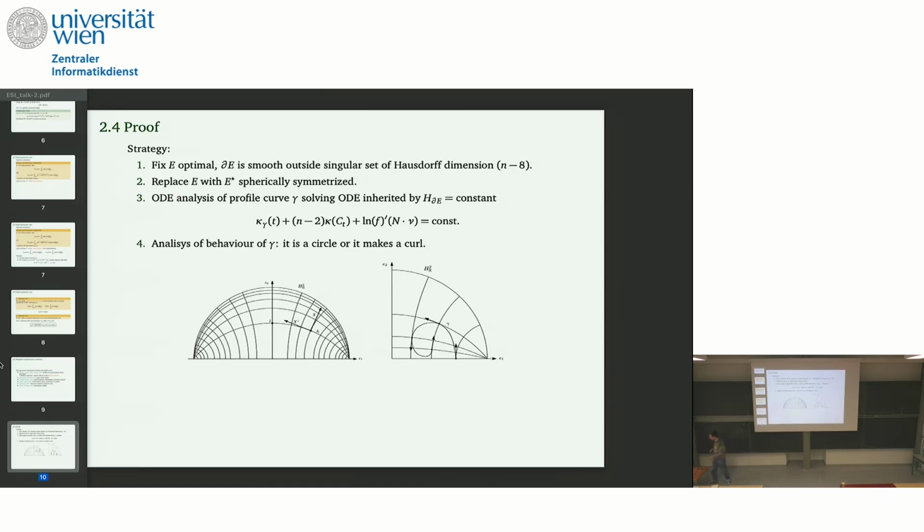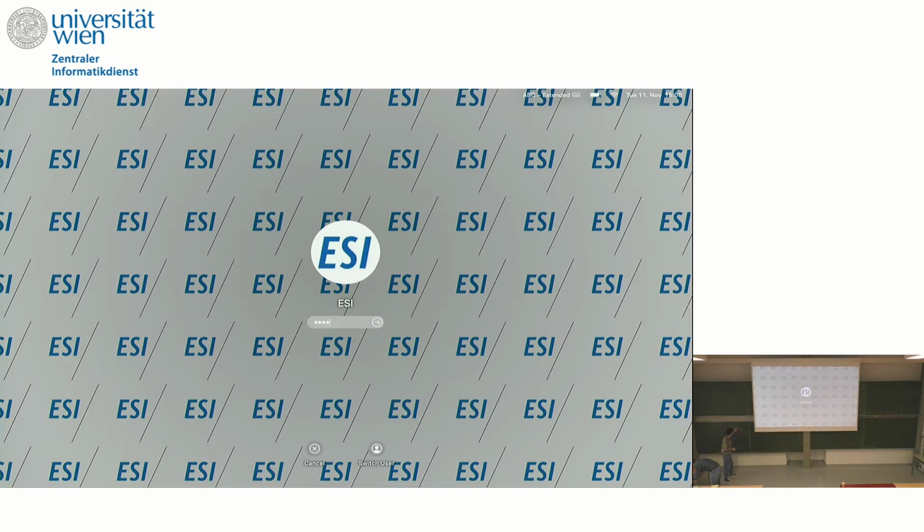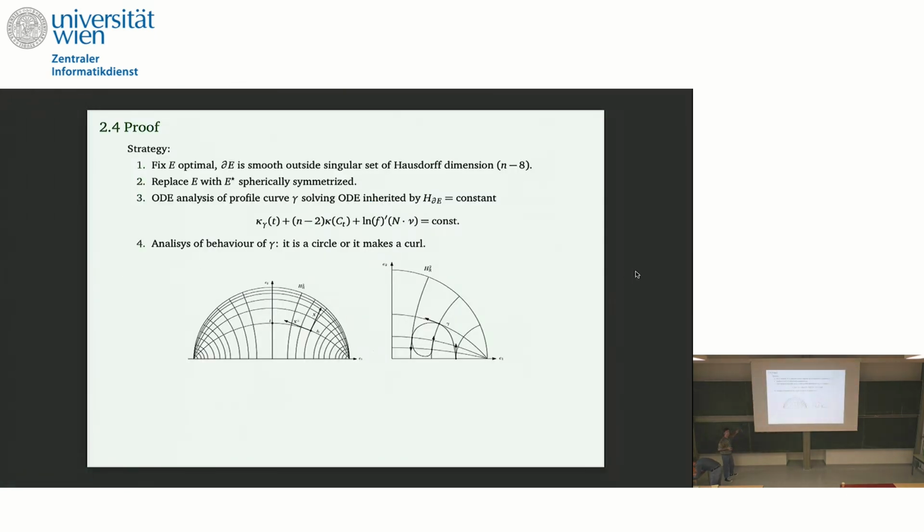And so you prove the following. Either gamma is a centered circle, and you're happy, there's nothing to do, or gamma has to do something weird. And the weird thing gamma does, I did here a picture in the real hyperbolic space. Gamma goes up, then it curves down faster, and then it goes up again. And this cannot be a profile of a spherically symmetric set. Done. Okay?